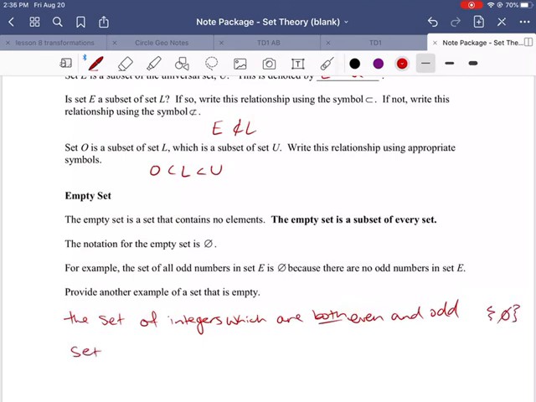Set of integers greater than 10 and less than 5. Is there any number that's greater than 10 and less than 5? No. So it's an empty set.